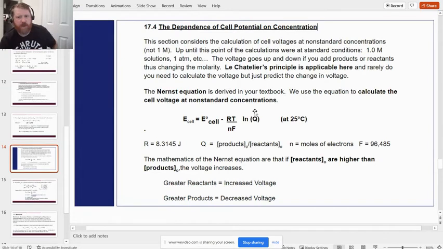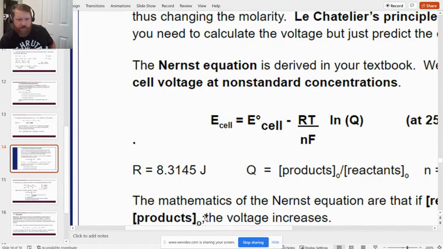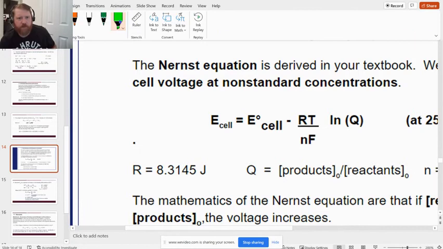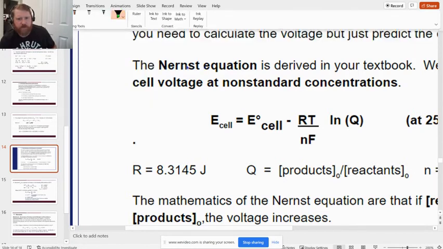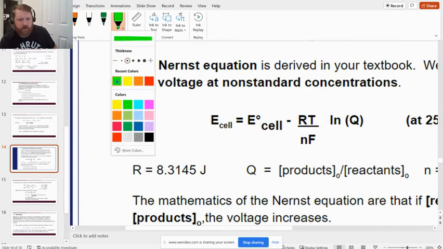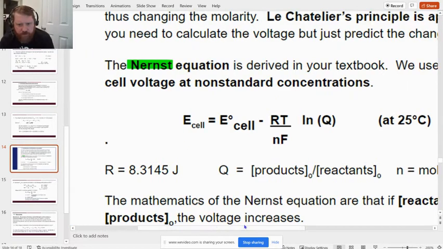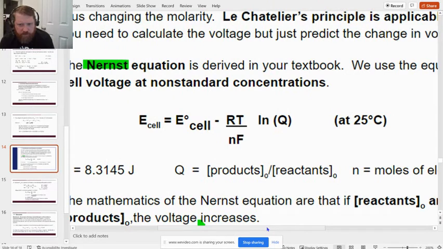And so there's an equation for that. This is called the Nernst equation, and I am positive that I just butchered the pronunciation of that man's name. I looked it up. I'm still not sure how to say it. The Nernst equation is for calculating voltage when you're no longer at 1 molar.